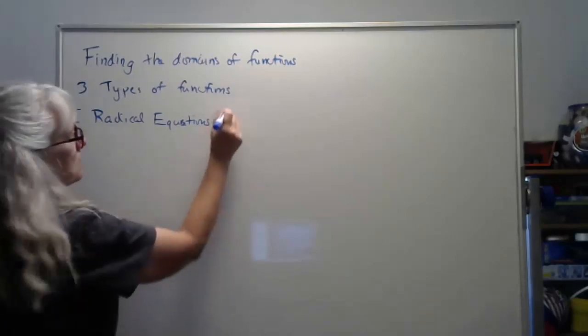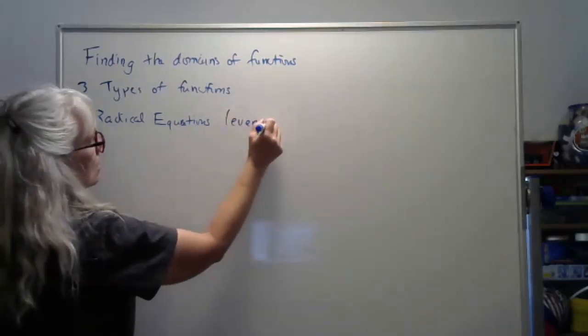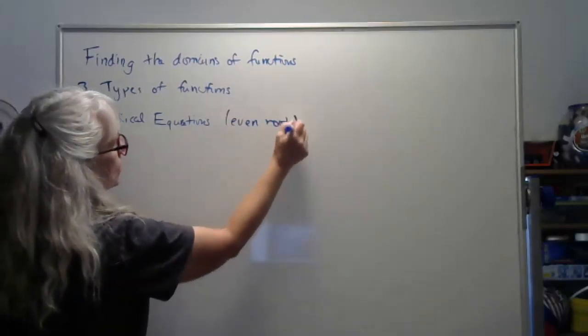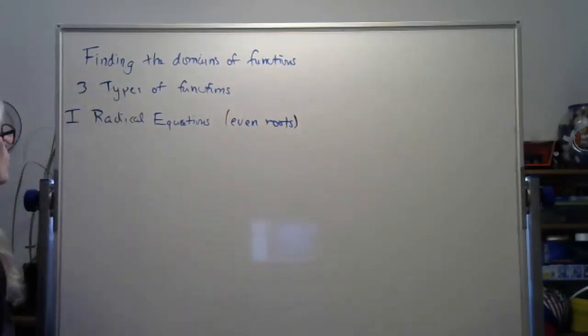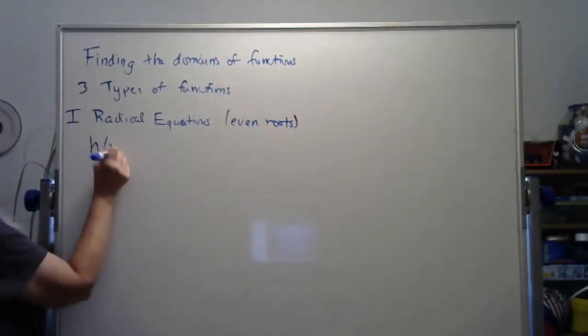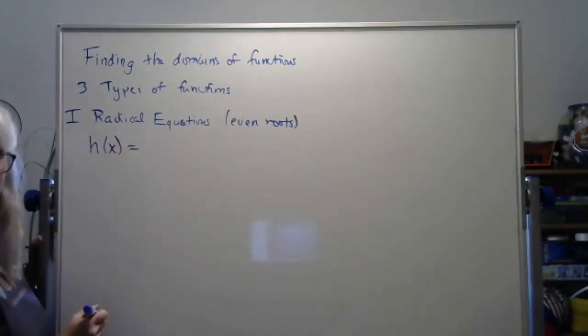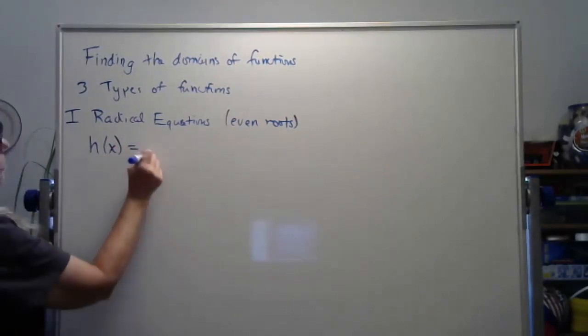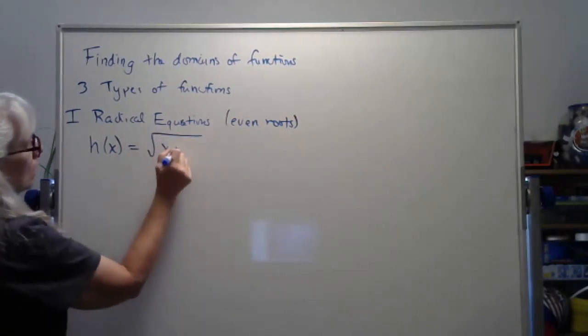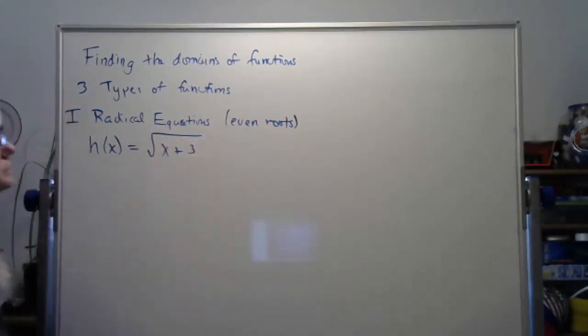And what I specifically mean here is even roots. And just to make sure you're comfortable with other notation, I'm going to use h of x this time, not an f or a g, but an h of x. We're going to do the square root of x plus 3. So that is an even root. It's a square root. What we have to worry about is we cannot take the square root of negative numbers because we end up in the i world. We don't want imaginary numbers here at all.